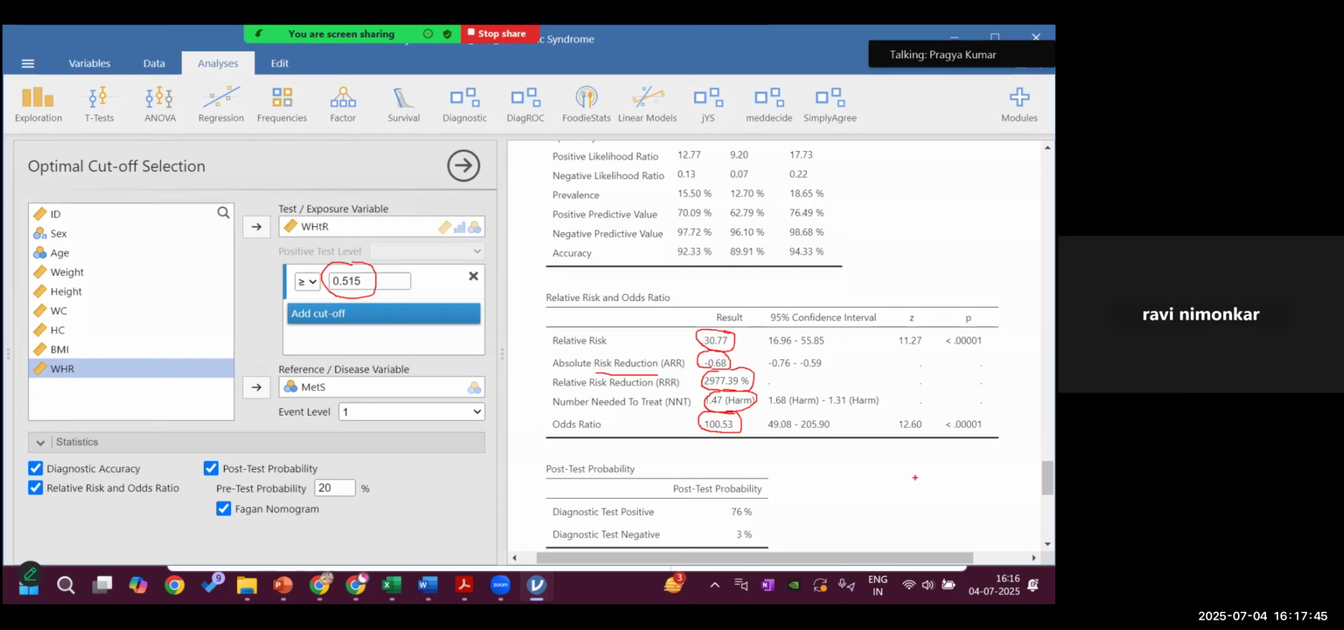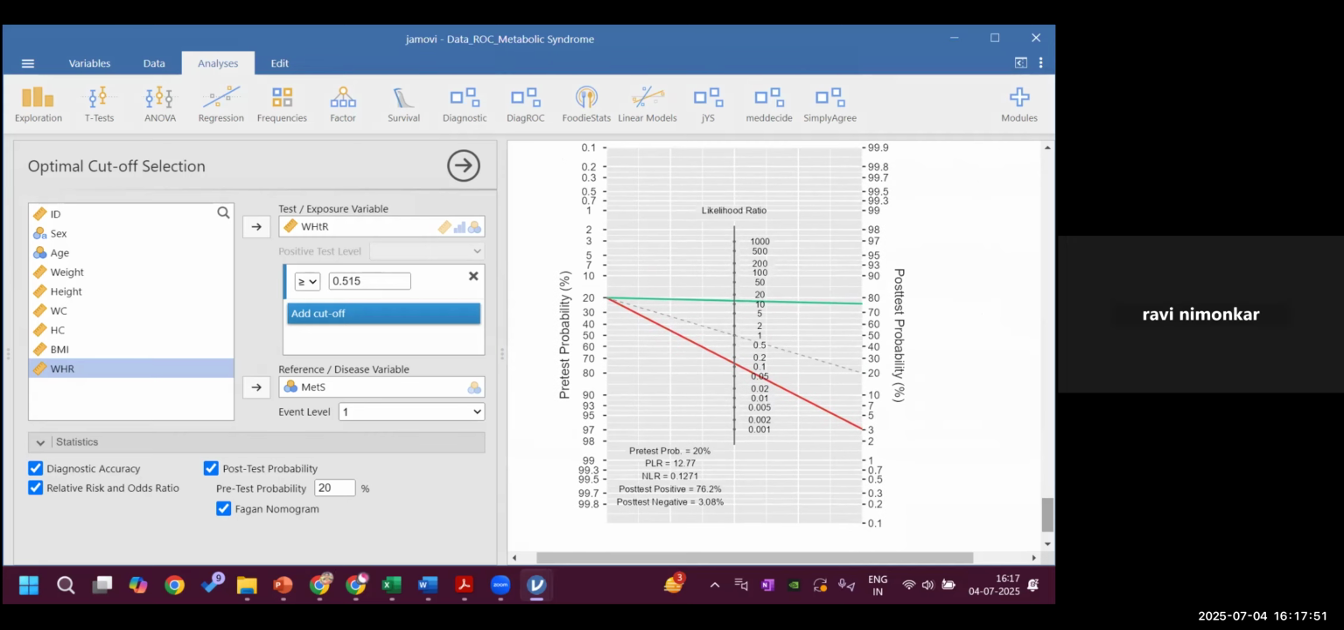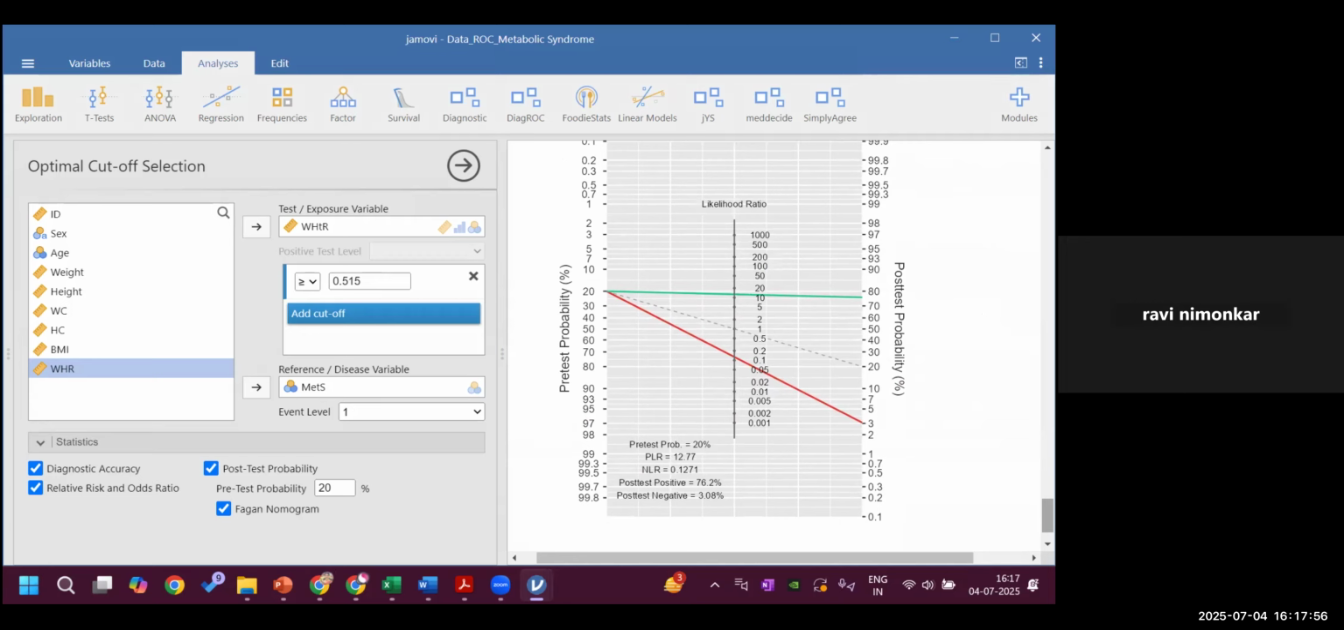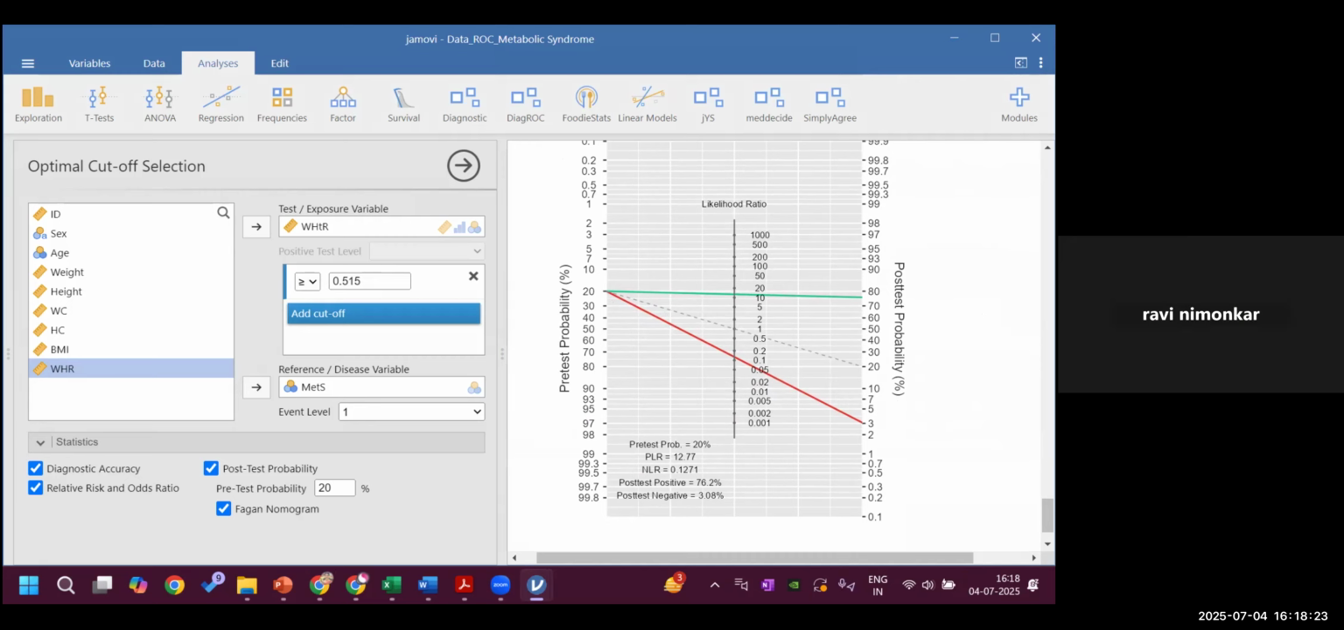Yes, yes, ma'am. Ma'am, can you just go down, please? Yes. Ma'am, in the pre-test and the post-test, there is this dotted line which picks up both the 20% at the pre-test and the post-test, and it is 0.5 in the LR. What does this particular dotted line indicate? This tells you when the LR is 0.5. What will be the meaning of this dotted line? Because the red one is the negative and the green one is the positive, ma'am.